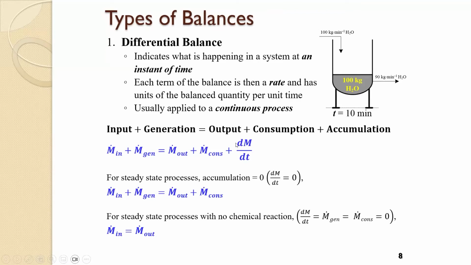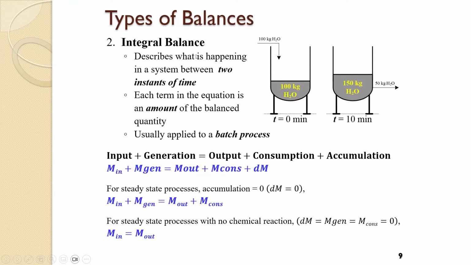So for steady state processes, meaning whatever comes in will flow out, the dm over dt is zero. So nothing is accumulated. What happens is input plus generation is output plus consumption. However, for steady state processes without reactions, so if it's purely mixing, yung physical changes only, you can say that mass input is mass output because generation, consumption, and accumulation are all zero.